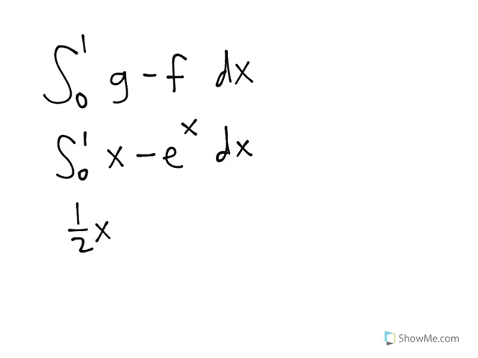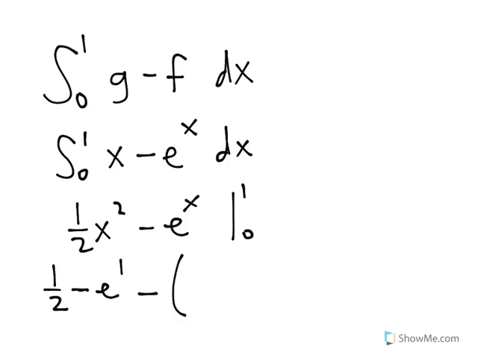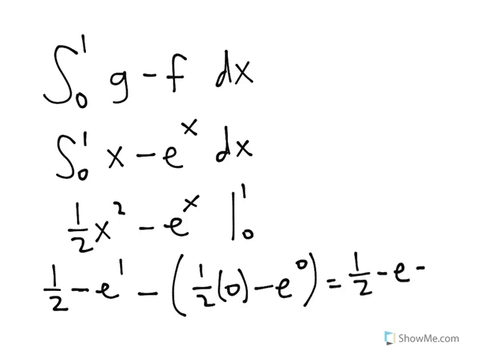You just have the terms flipped. So this is 1/2 x to the second minus e to the x, evaluated from 0 to 1. And so let's see, this is 1/2 times 1 minus e to the 1. And then minus, in parentheses here, this would be 1/2 times 0 minus e to the 0. So basically you get something like 1/2 minus e minus 1. Nope, just kidding. That should be a plus 1 because we've got to distribute the negative. Okay, so 1/2 minus e plus 1, which is going to give you something like negative 1.2 something something something.